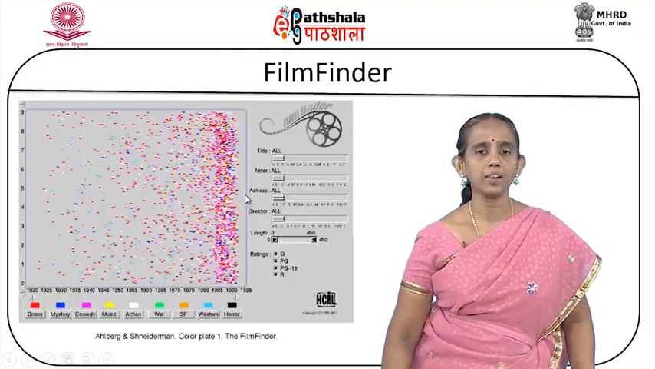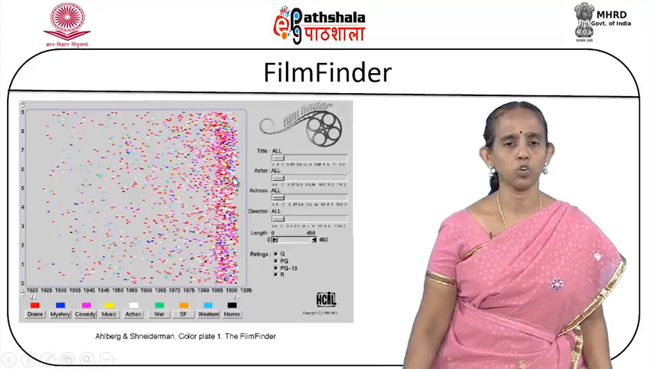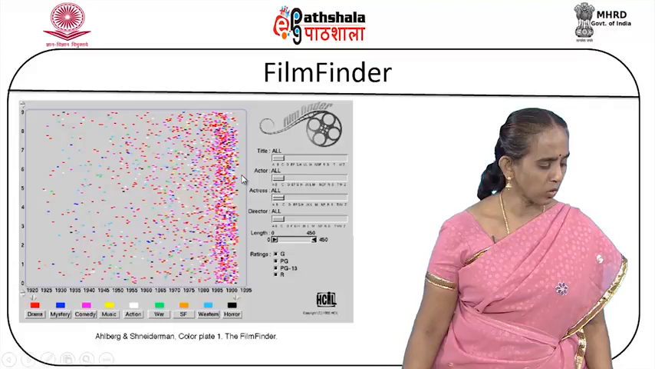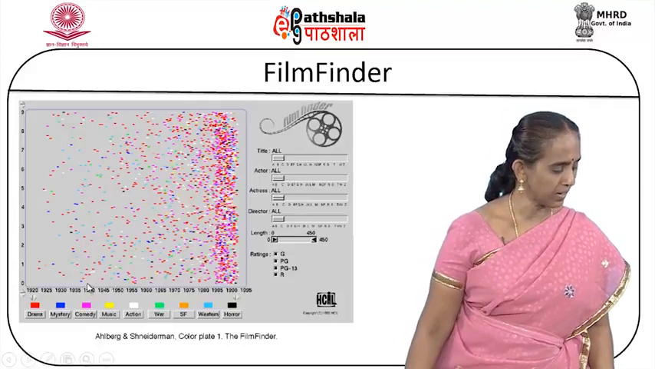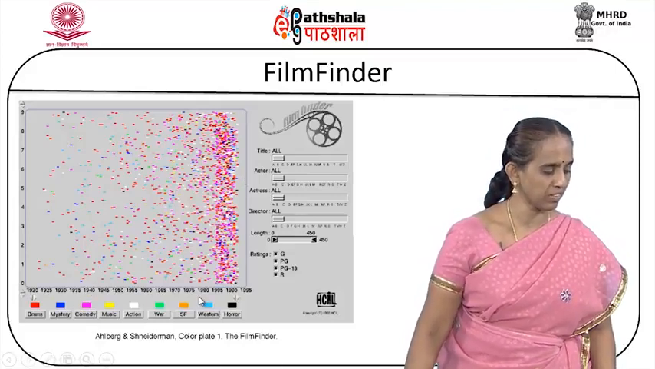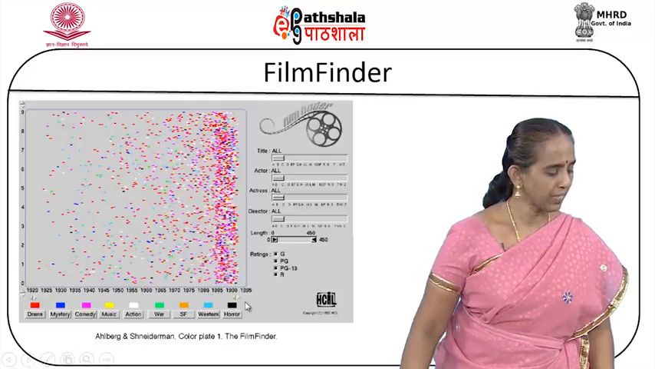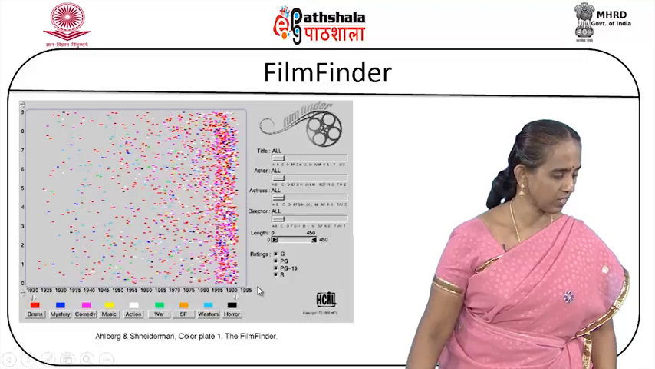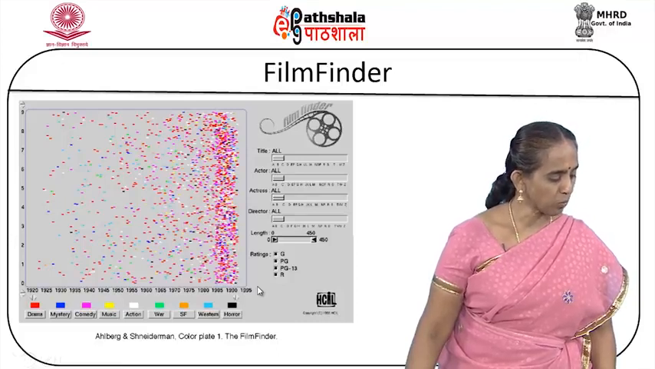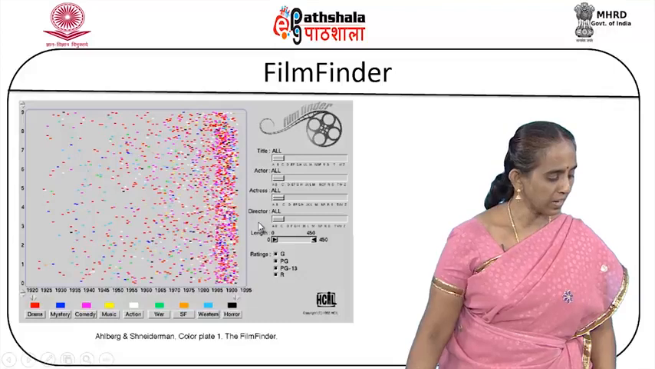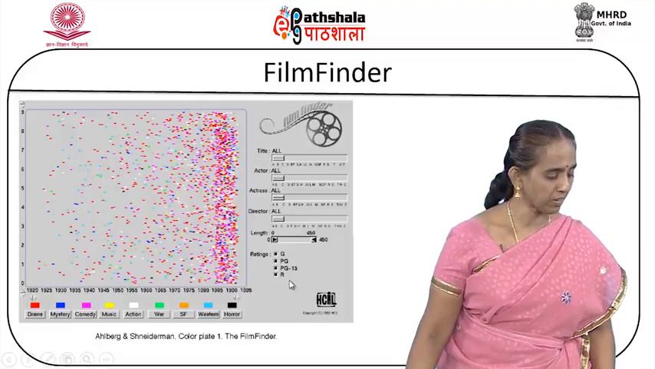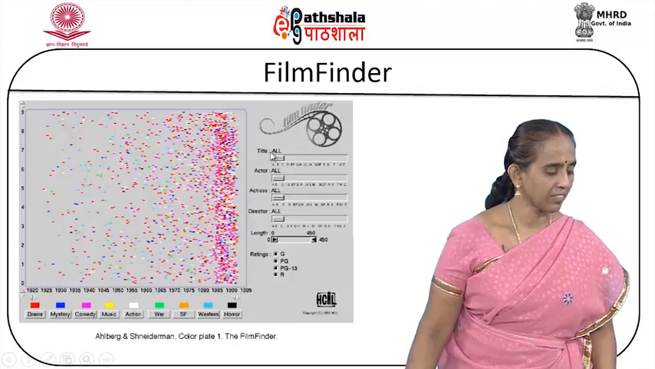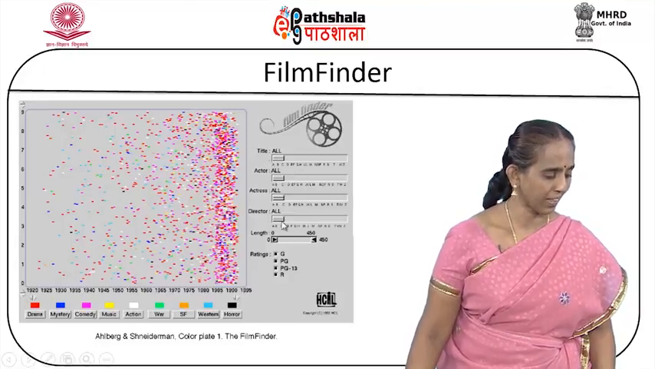The next example is the FilmFinder, which is also an interactive scatter plot example. So in this FilmFinder, we can see the color coding that has been given to represent the genre of the movie, the year at which the movie has been released is shown on the x-axis, the popularity of the movie is shown, the ratings of the movie are also represented, the director, actress, actor, title, everything can be represented using the sliders.